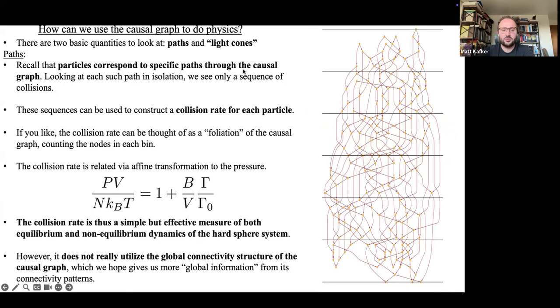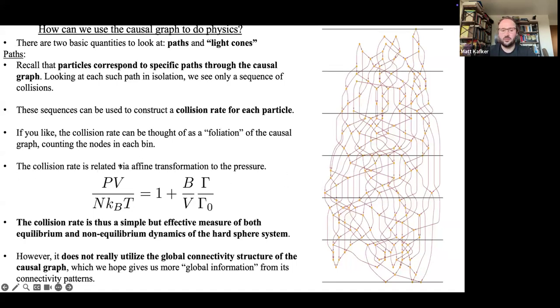Okay, so particles correspond to specific paths through the causal graph. And looking at each path in isolation, we just see a sequence of collisions. So the obvious thing that you can do from that is construct a collision rate from a sequence of collisions. If you like, you can think about the collision rate as a foliation of the causal graph, using Wolfram model type language, into bins and then counting the number of nodes in each bin. But otherwise, you can think about it as just a standard collision rate.